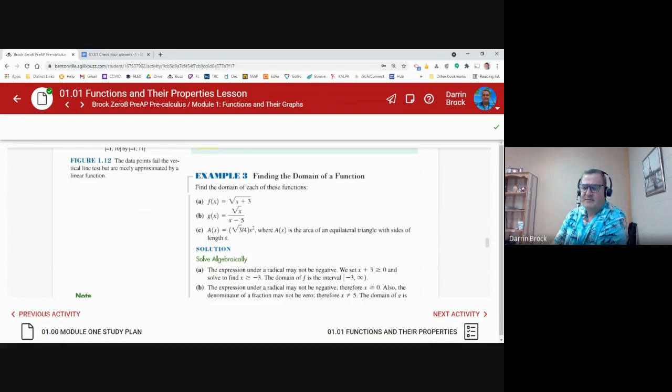Put that in the chat. What is the domain of f of x equals the square root of x plus 3? What is all the possible x's for that function?